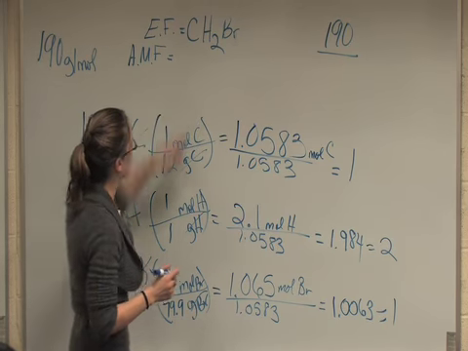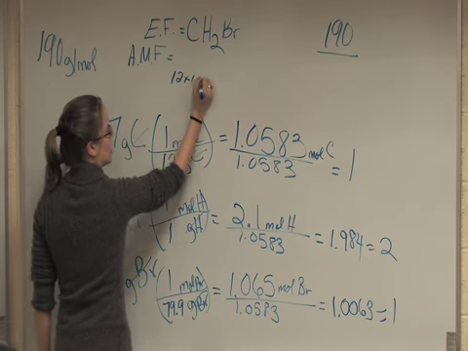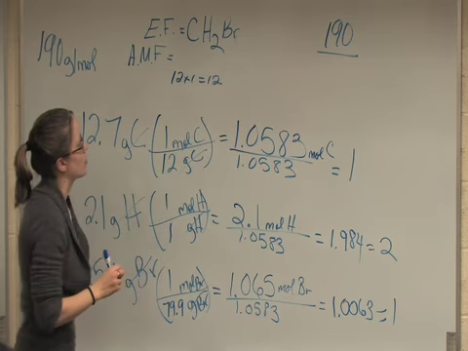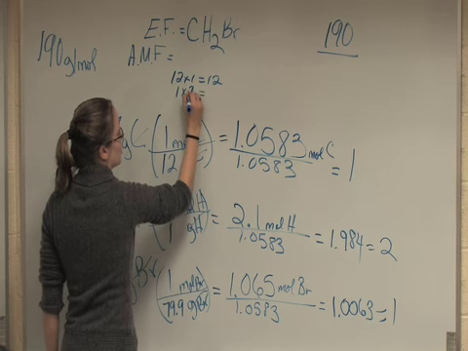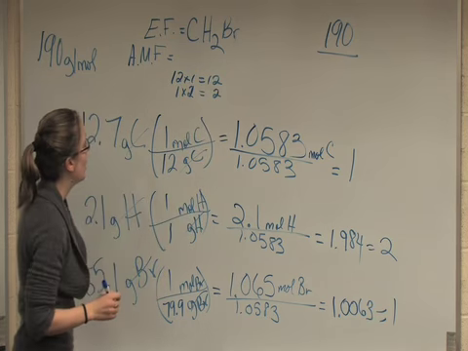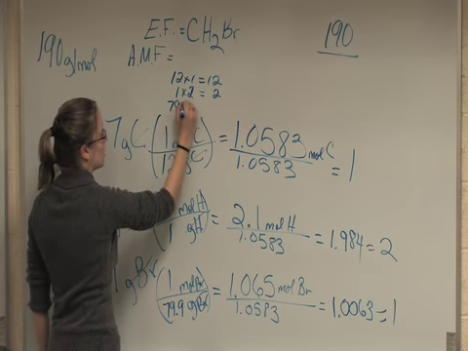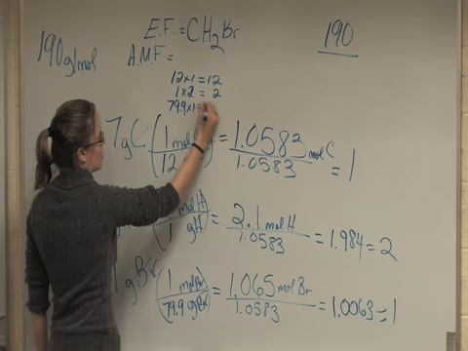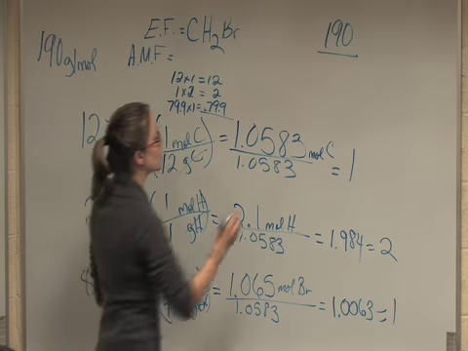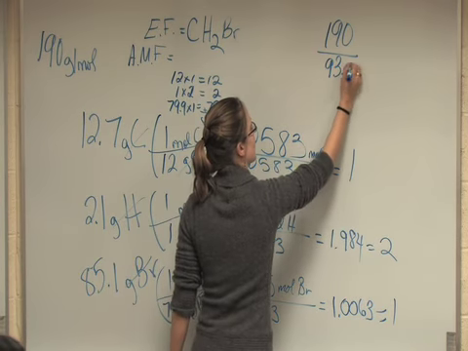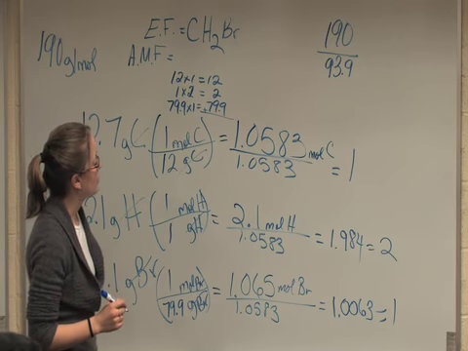So the empirical formula, carbon is mass? 12, and I have one of them there. Hydrogen, the mass is 1, and I have 2 of them there. And bromine, I have 79.9, and I have one of those there, so 79.9 plus 12 plus 2, 93.9. So do 190 divided by 93.9.